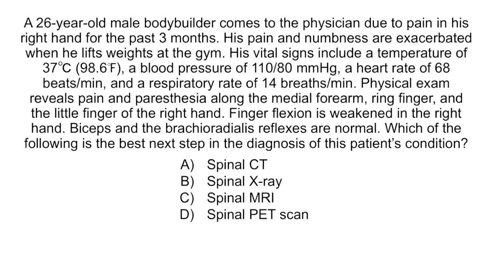A 26-year-old male bodybuilder comes to the physician due to pain in his right hand for 3 months. His pain and numbness are exacerbated when he lifts weights at the gym. His vital signs include a temperature of 37 degrees Celsius, blood pressure of 110/80, heart rate of 68, and respiratory rate of 14. Physical exam reveals pain and paresthesia along the medial forearm, ring finger, and the little finger of the right hand. Finger flexion is weakened in the right hand. Biceps and brachioradialis reflexes are normal.